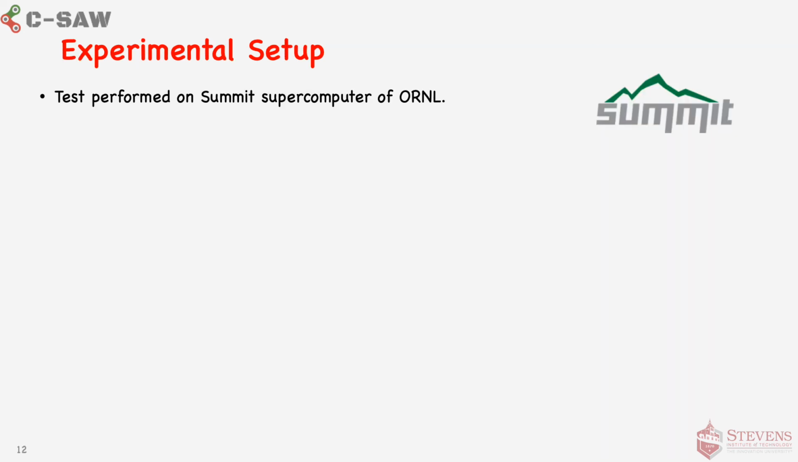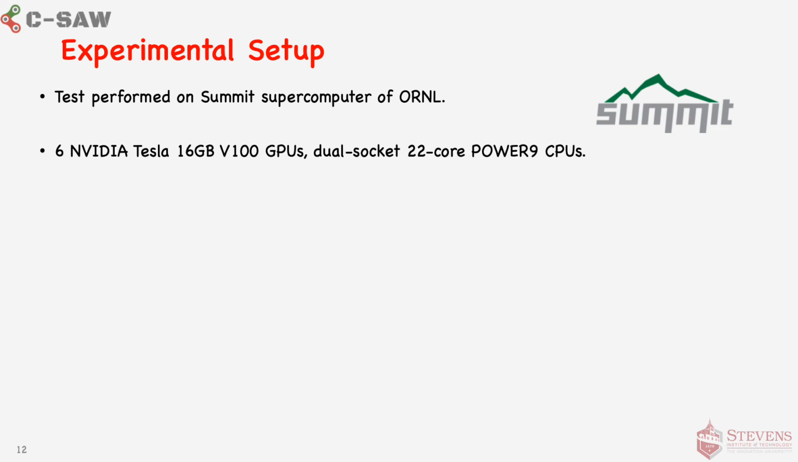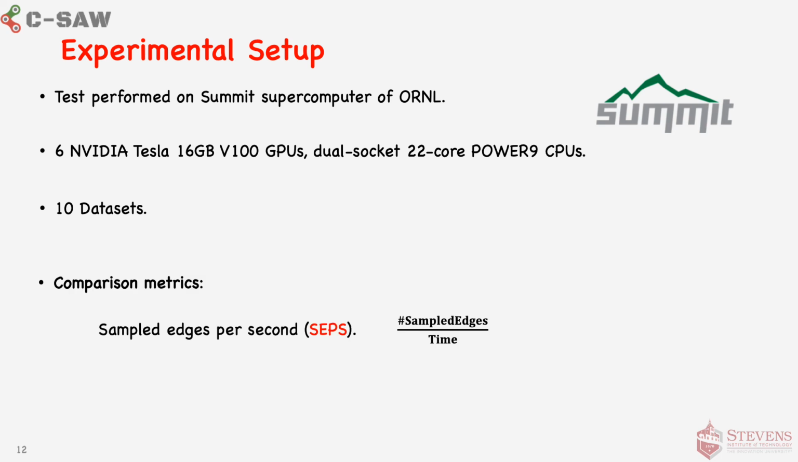Moving on to the evaluations, we perform all tests on the Summit Supercomputer from Oak Ridge National Lab. Each node is equipped with 6 V100 GPUs with 16 GB memory and dual socket 22 core Power 9 CPUs. We use 10 different datasets for evaluation. More details on graph datasets and size can be found in the paper. For comparing our work with related works, we use sample edges per second, or SAPS in short, as a metric. It is computed as total number of sample edges over total time for sampling.